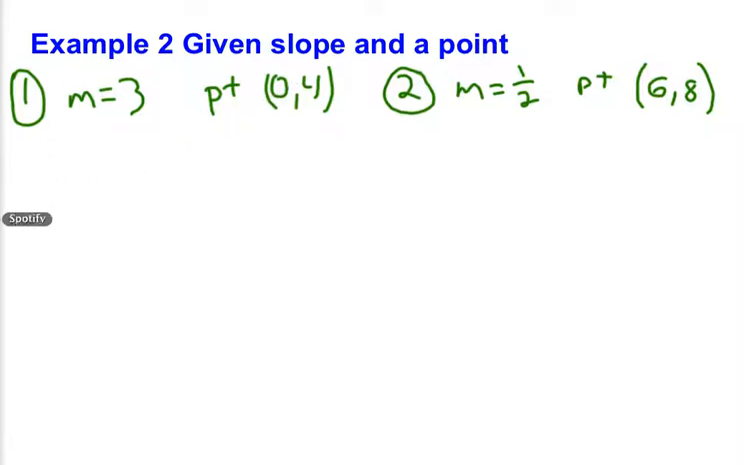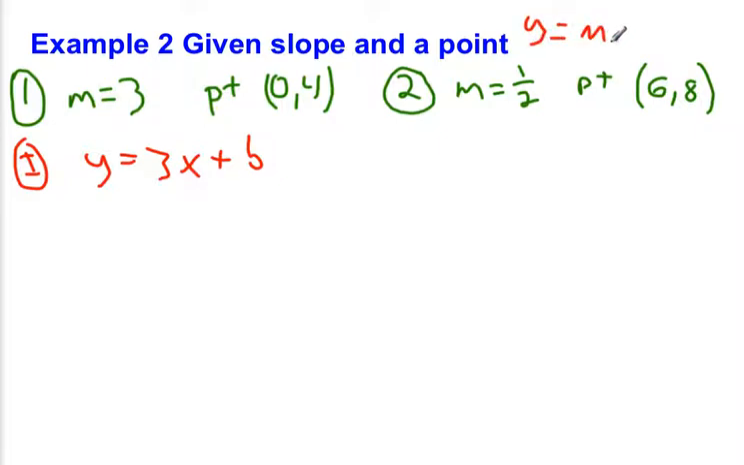Well, let's think about steps to solving this. In the first step, I can rewrite as much as I know in slope-intercept form. So I can write y equals 3x plus b, right? Because y equals mx plus b, and our slope is 3. So I'll just rewrite it: y equals 3x plus b. Well, what do you notice? We need to find b so that we can be in the form of y equals mx plus b.